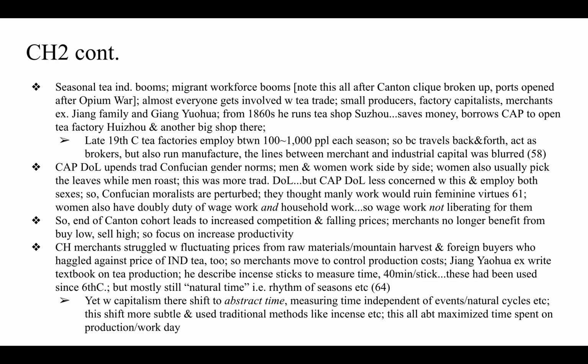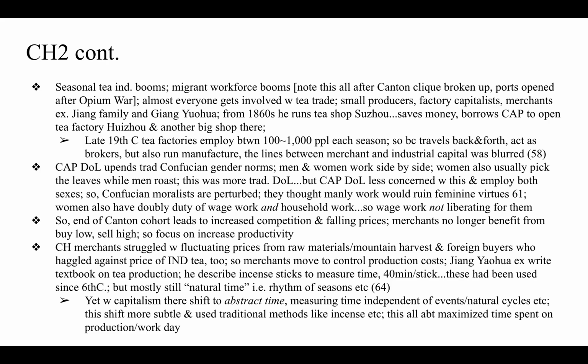Okay. And then Liu talks about there were seasonal tea industry booms where a migrant workforce would also boom alongside this. And this is all happening after the Canton clique was broken up, after the Opium War. And so from this point, almost everyone in some way became involved with the tea trade. There were small producers, factory capitalists, merchants like the Jiang family, and he also looks at another example.